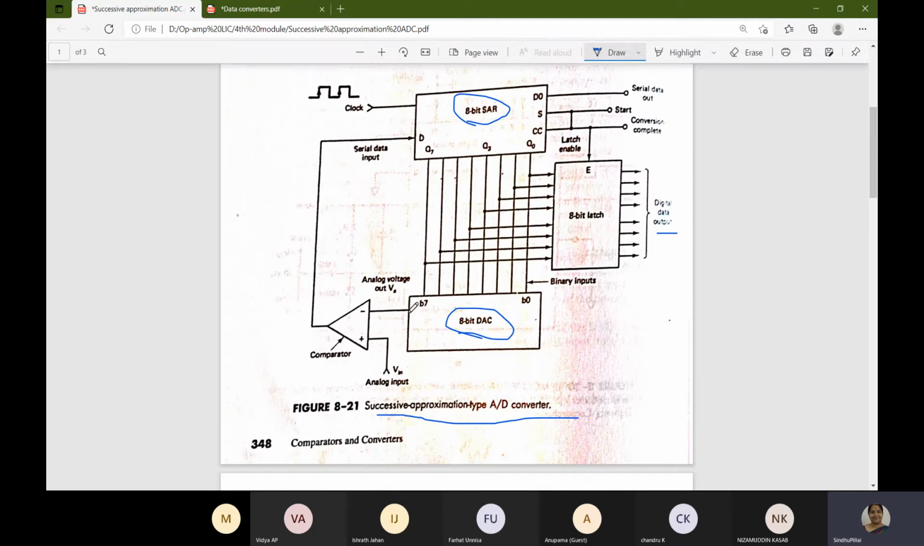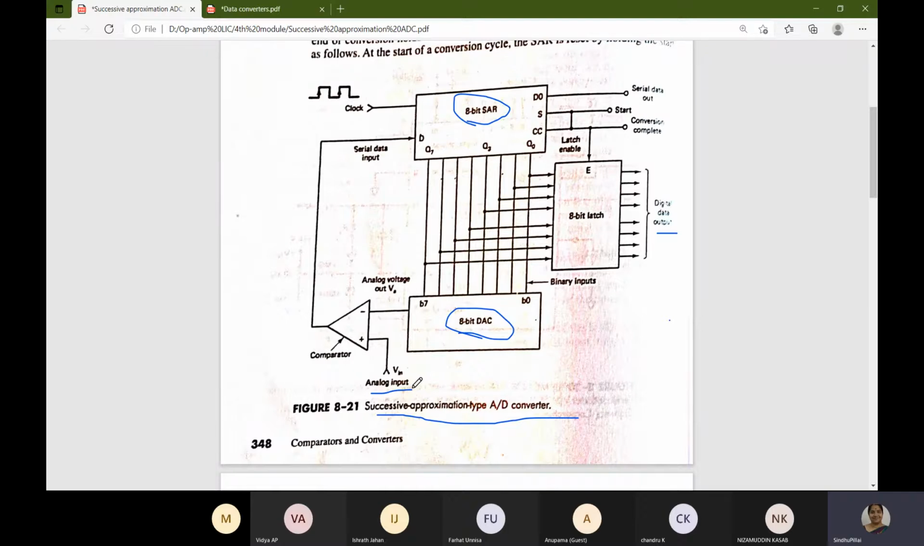It will give the analog signal. The output from this is an analog signal, and the analog input which we want to convert into digital is also given to the non-inverting terminal of the op-amp, or we call it a comparator. So the important parts of our successive approximation ADC are the 8-bit SAR, the 8-bit latch to store the output, the 8-bit DAC, and a comparator. First we'll start with the comparator.